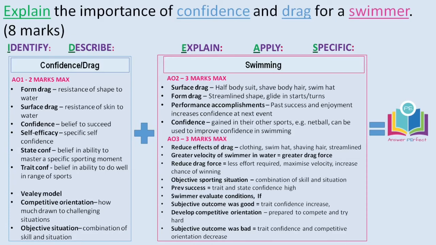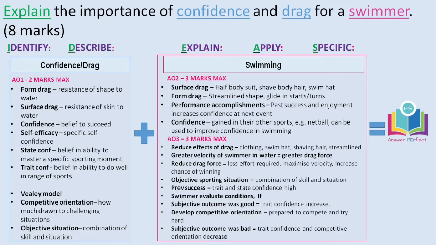You might want to bring in here performance accomplishments, so you might say that past success and enjoyment increases confidence at the next event. Give an example. So if they've had a lot of success perhaps in the heat of their swimming events, when it gets to the final, that's going to have a knock-on effect with their confidence, and they're going to have an increase of confidence in the final round.